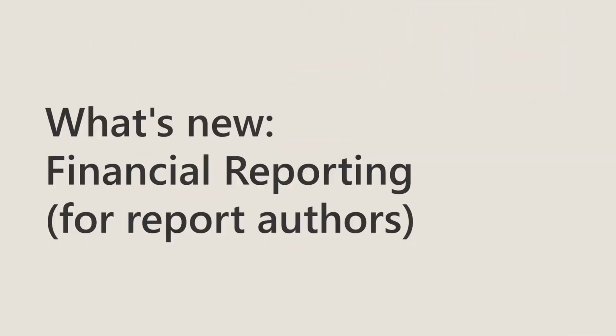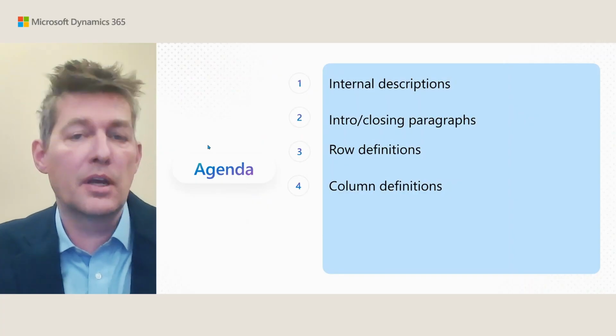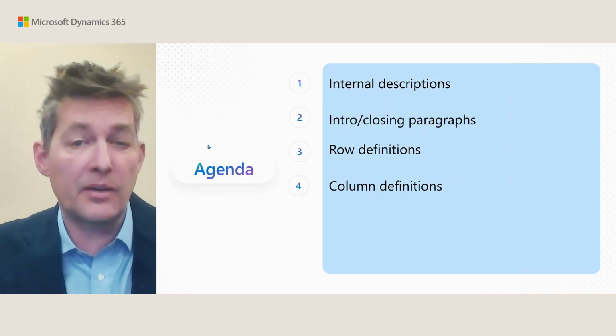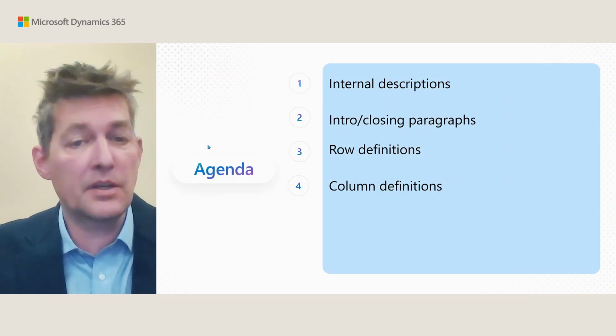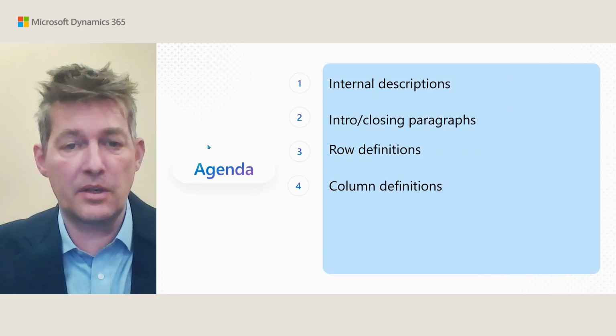Welcome to what's new in financial reporting for authors in the 2025 release wave 1 for Business Central. In this session, I'm going to show you the new things that you get, new tools, internal descriptions, intro and closing paragraphs, some new things in row definitions, and some new things in column definitions. So let's dive into Business Central and author some reports.